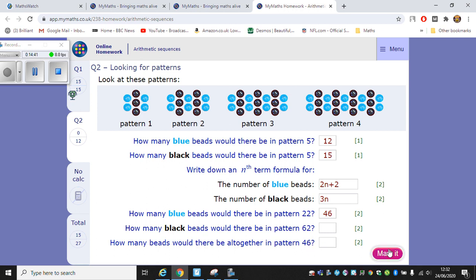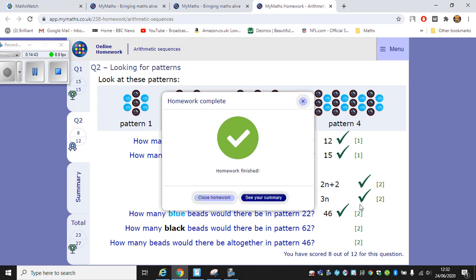Let's just mark what we've done so far. Got lots of ticks there, looks pretty good, and that's how we tackle the homework on arithmetic sequencing.